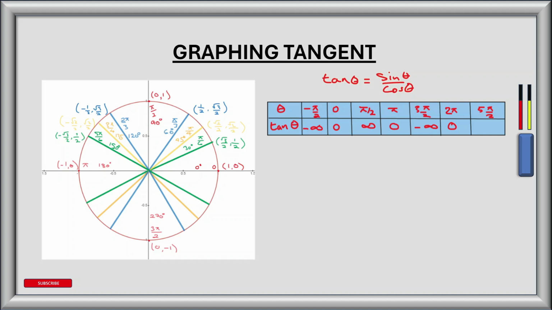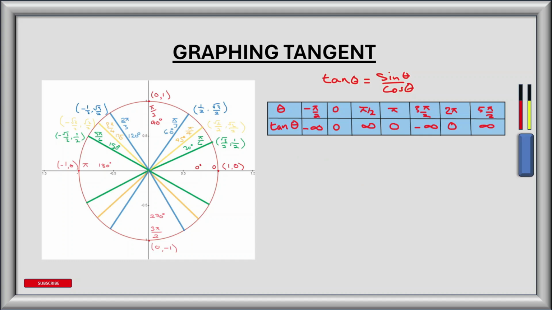Now let's look at the angle 5 pi by 2 radians. So that's 2.5 pi, or once round the circle and then another 90 degrees. So that's 450 degrees. Tan theta is equal to sine theta divided by cosine theta. At this point here, we have 5 pi by 2 radians. So we can see that the sine of theta is 1 and the cosine of theta is 0. Again, it's undefined.